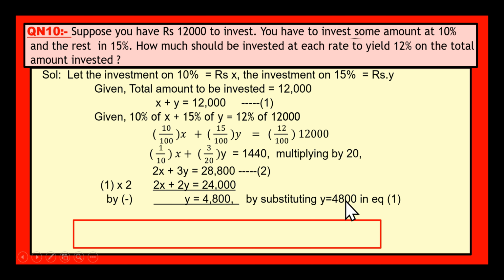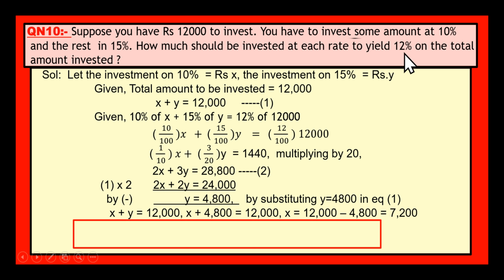By substituting y is equal to 4,800 in equation 1. What is equation 1? x plus y is equal to 12,000. And x plus 4,800 is equal to 12,000 and x is equal to 12,000 minus 4,800. What is 12,000 minus 4,800? 7,200. This x value is 7,200.